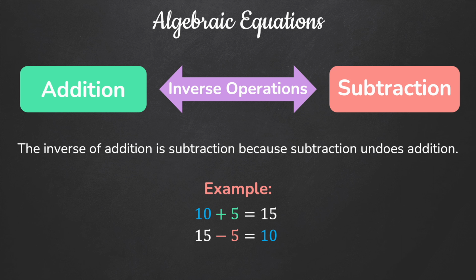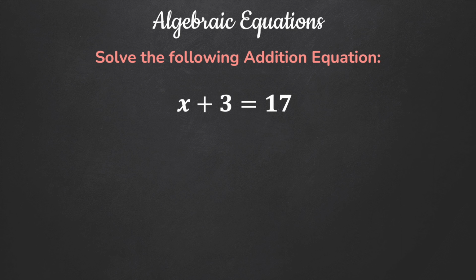They're inverse operations. Here we have an addition equation, which is x plus 3 is equal to 17. And our x represents an unknown value, but our goal here is to figure out what that unknown value is. And whatever that value is, it's going to make this equation true.